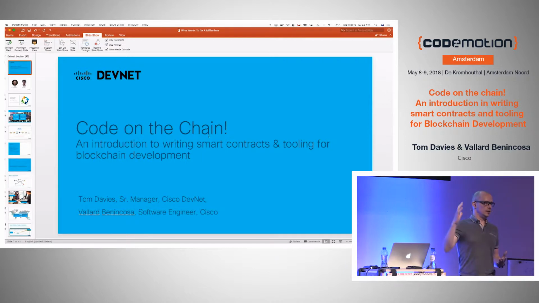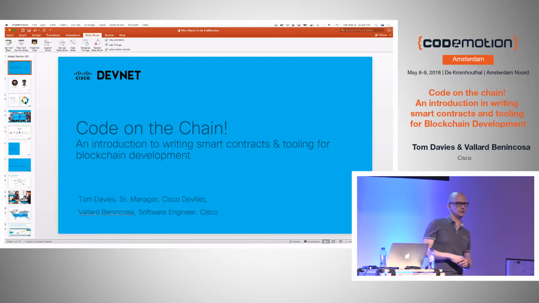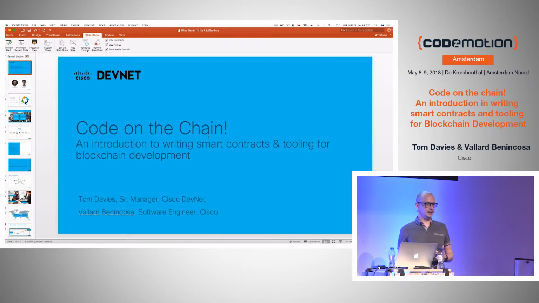Who knows what blockchain is here? Quick raise of hands. Who's completely fresh to blockchain? Cool, so we've got a few new folk in there, and we've got people who are a bit more skilled. So we're going to go through that really rapidly at the beginning, and then we're going to get into toolchains, tools to use when you're developing and writing smart contracts.